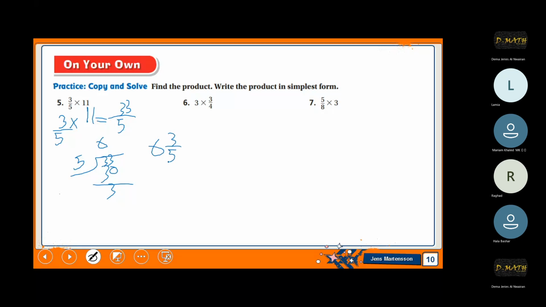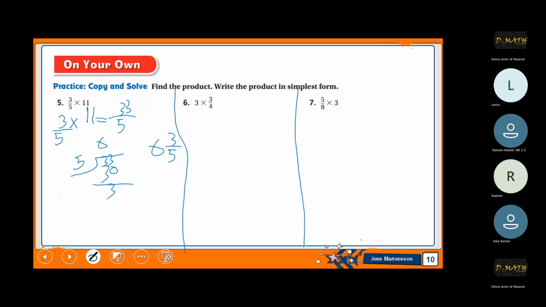Number 6, where's Noura? Here we go. Number 6. You should simplify it as 6 and 3 over 5. You mean simplify more? Are 3 and 5 multiples of 2? No, multiples of 3, multiples of 5, multiples of 10. And the 3 and 5, they are prime numbers. So we cannot simplify them.